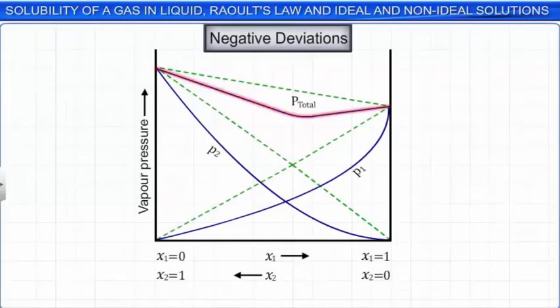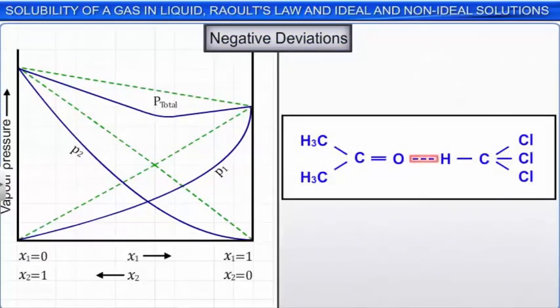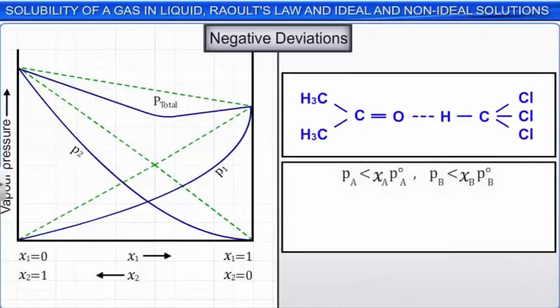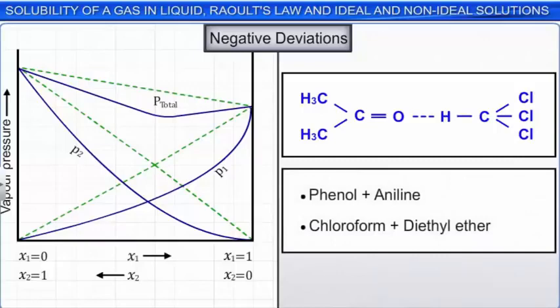This in turn results in the decrease of the total vapor pressure of the solution. Such type of solutions are said to show negative deviations from Raoult's law. As you can see here, formation of an H bond takes place between the chloroform and the acetone molecule. This decreases the escaping tendency of the individual molecules and results in negative deviation from Raoult's law. For the solutions exhibiting negative deviations, delta H mixing and delta V mixing both are negative. A few more examples of non-ideal solutions exhibiting negative deviations are phenol and aniline, and chloroform and diethyl ether solutions.